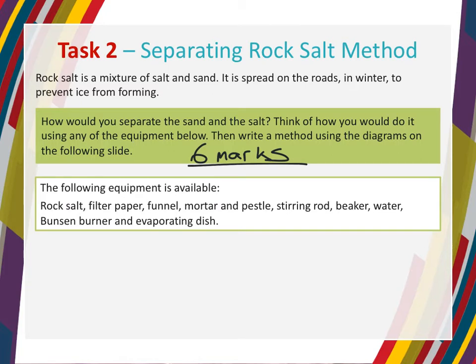If you've ever wondered why a Bunsen burner gets a capital B, it's because it's named after someone. That's their surname, Mr. or Mrs. Bunsen.